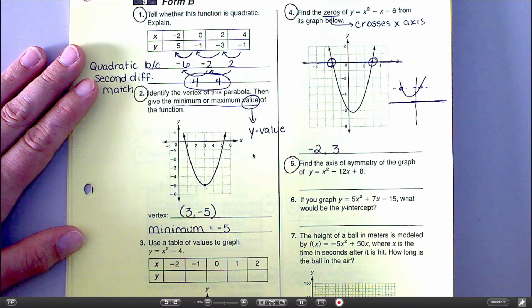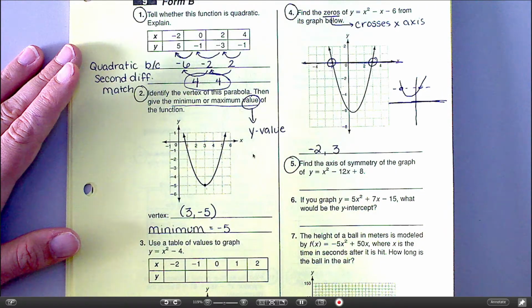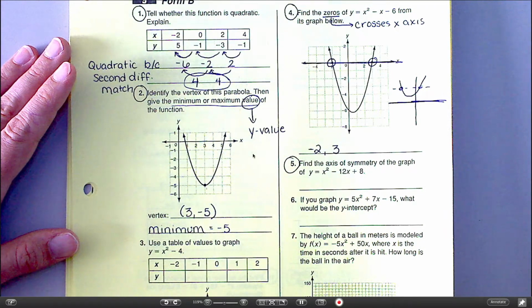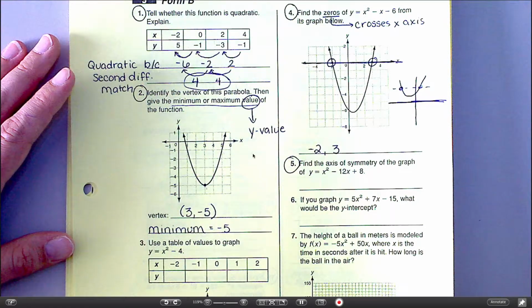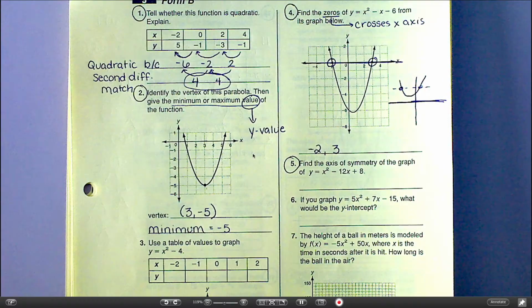Okay, axis of symmetry. Anyone remember how to do axis of symmetry? There's a little formula for it. Well, let's start with this. What is the axis of symmetry in a parabola? It's the vertical line that divides the parabola in half. Beautiful, Judy. Where did you find that information? My notes. Oh, all those notes that I've made you take over and over again.